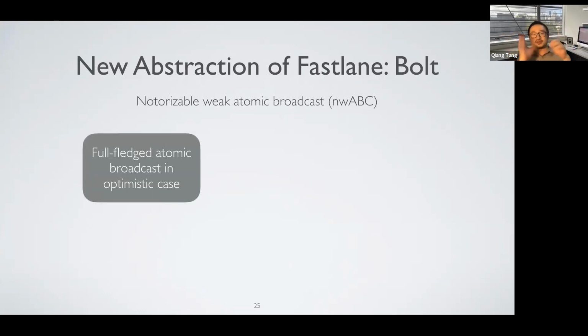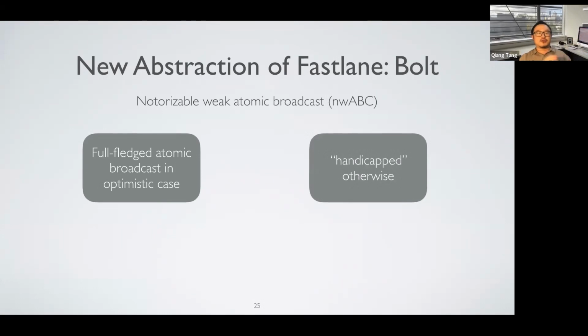You don't need to remember the names because there are too many names. The only thing you need to remember is that first, it will be a full-fledged atomic broadcast, but only in the optimistic case. The optimistic case means it's a synchronous network and the leader is honest. While in any other case, for example, the network becomes asynchronous or the leader becomes malicious, the whole protocol is simply handicapped, with no guarantee on safety and no guarantee on liveness. So basically we give up all the security guarantees only to gain performance in the good cases. Intuitively this makes the protocol very simple, so it could be very fast for the fast lane.